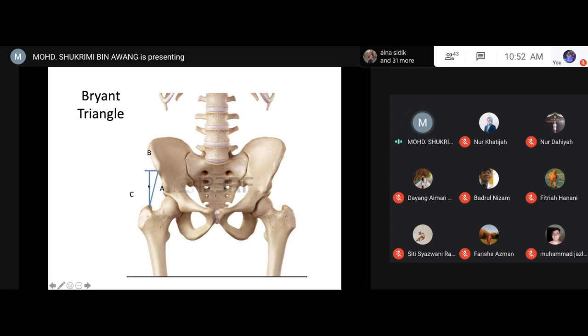Are you clear? Are you clear? Understand or not understand? Yes. Okay, so what we are interested to know is the height here. How much is the height here? And you compare the normal side and the affected side.